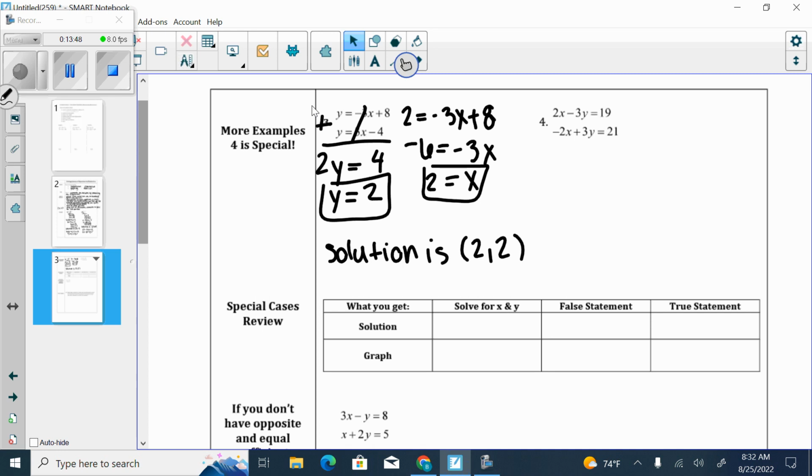All right, and I already saw some of us working on number 4. So what happened here when we added together? All of the variables canceled. So on this side, I've got 0, right? Okay, what about on this side over here? 40. Well, does 0 equal 40? So what does that mean my answer is? No solution. Very good.